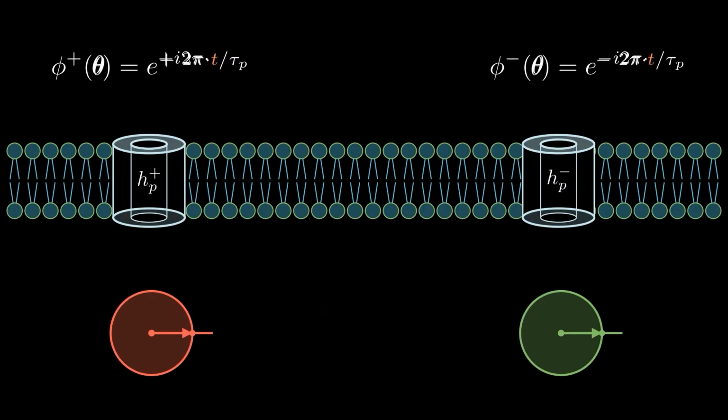Substitute the angle theta with 2 pi times t over tau. The state of ion crossing is now expressed as a function of time t. Phi of t equals e to the power of plus or minus i 2 pi times t over tau p, where tau p is the average ion crossing time through membrane protein p. In quantum mechanics, phi of t is known as the time-dependent wave function, which models the evolution of a quantum system over time.